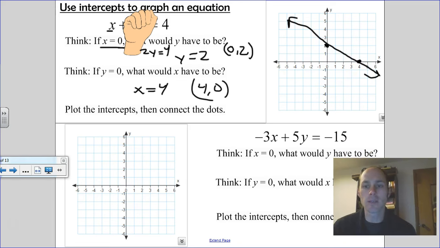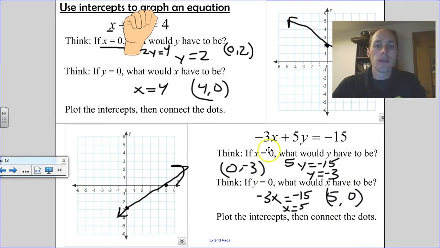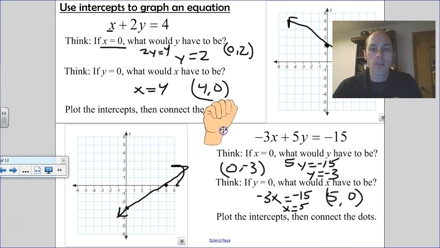Okay, so why don't you try the example below, see if you can figure out the intercepts in that equation. Pause the video and start up again when you're ready. Okay, so in this equation, negative 3x plus 5y equals negative 15. Think, if I want to find the y-intercept, I know it's not moving left or right, so the x value is going to be 0, so I can just eliminate that value. Say 5y equals negative 15, which would mean y would have to be negative 3. So x was 0, y is negative 3.